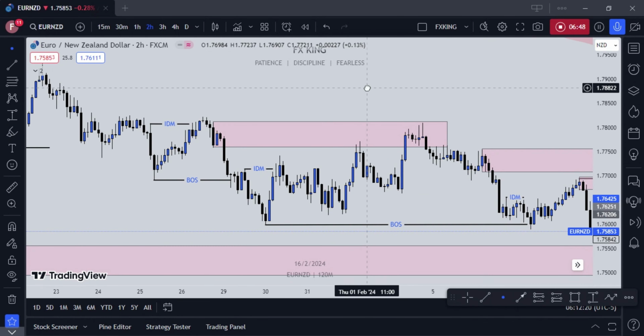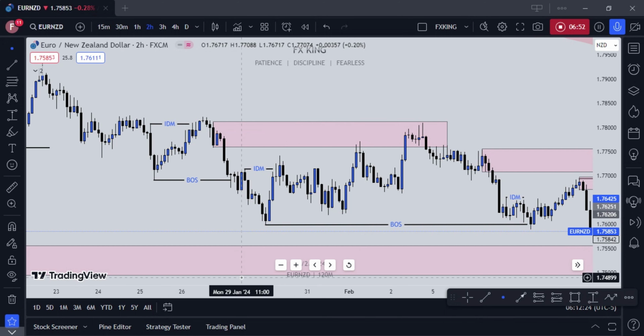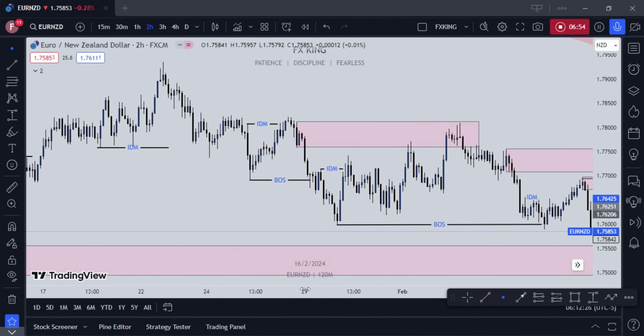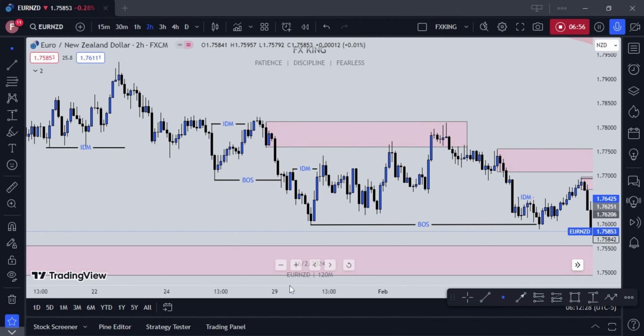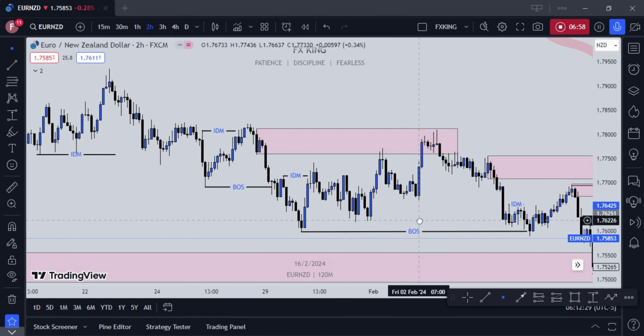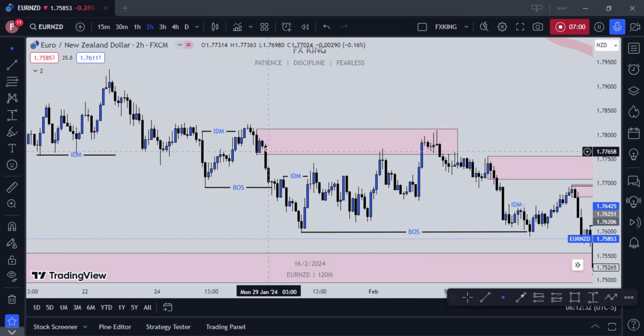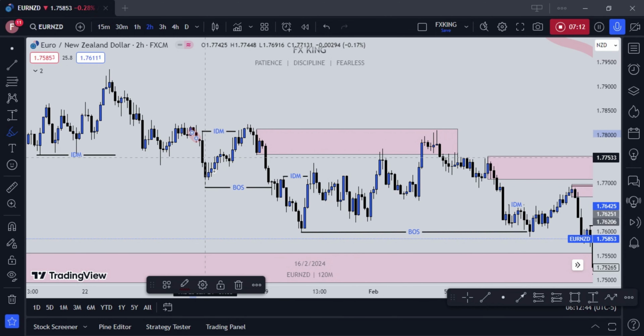So we continue with the New Zealand dollar. We continue with the Euro New Zealand dollar here. So moving over to here, we have our bigger time frame structure. You can see price takes out inducement, breaks structure here, takes out inducement, breaks structure here. Basically, this is how price is moving.